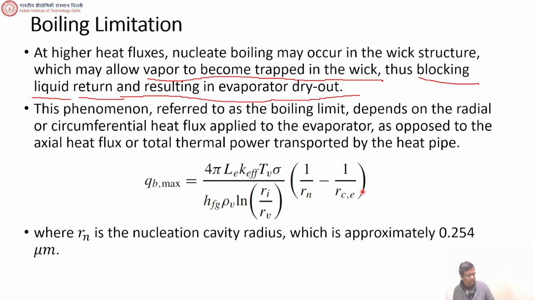So that can happen, and this one is obtained from some nucleate boiling considerations. So this is RCE, which you know, and there is an RN also. RN is the nucleation cavity radius. So nucleation, I hope you remember what nucleate boiling is, right? There are imperfections on the surface, and those imperfection locations are nucleation sites. Nucleation happens, and then that starts off the nucleate boiling process.